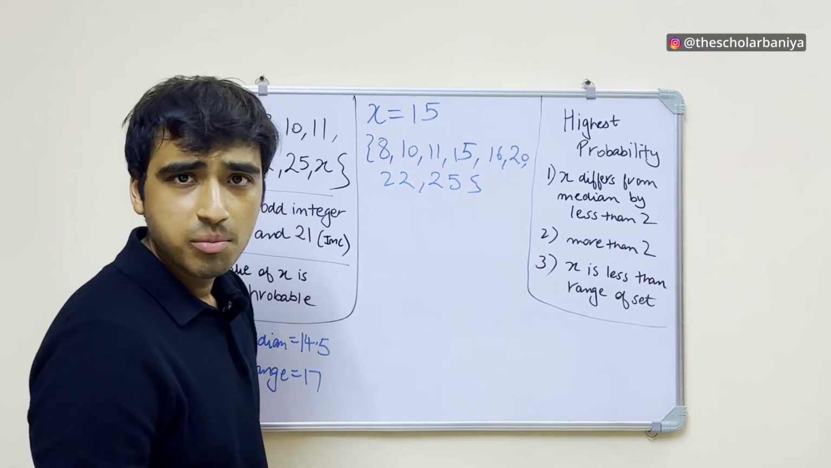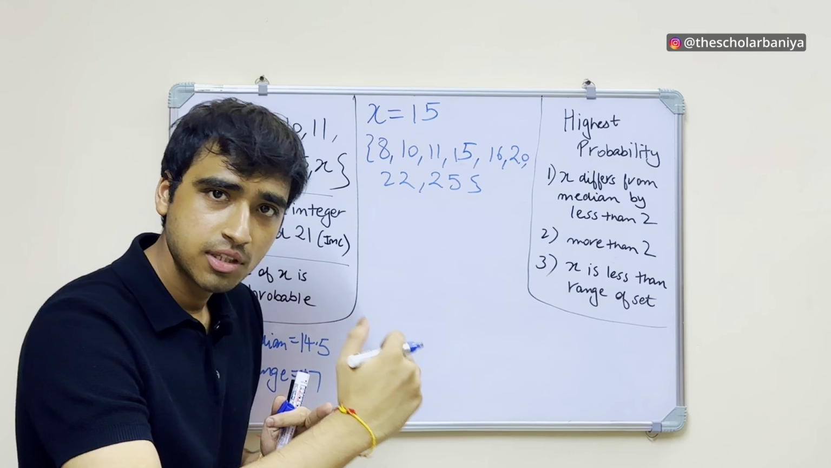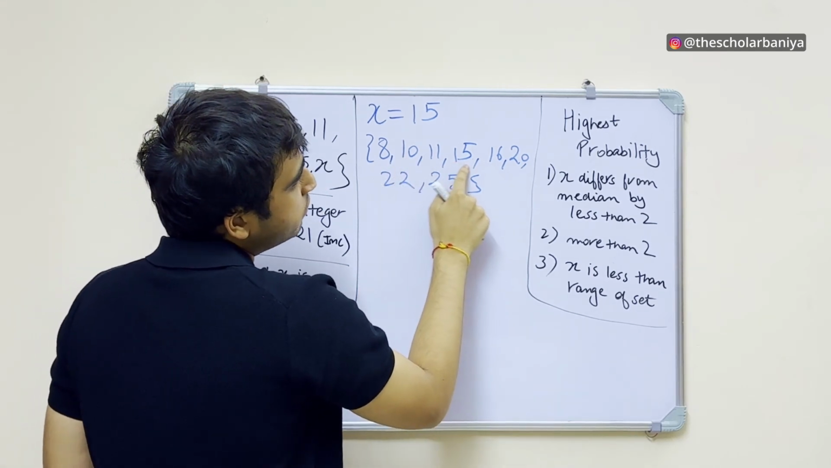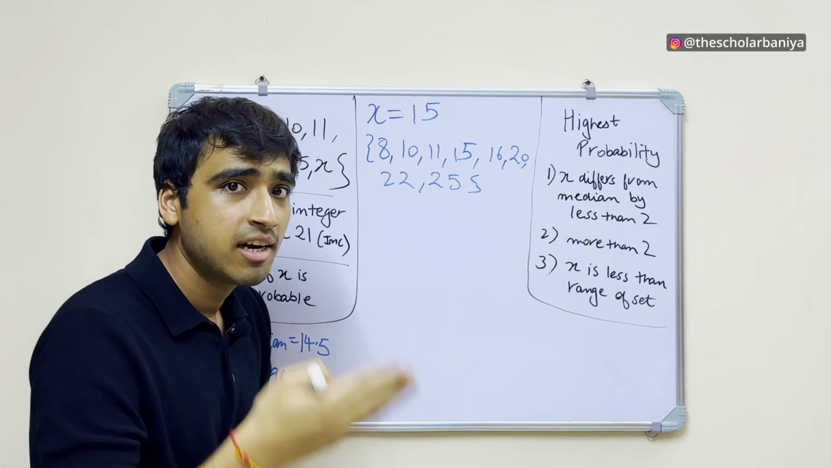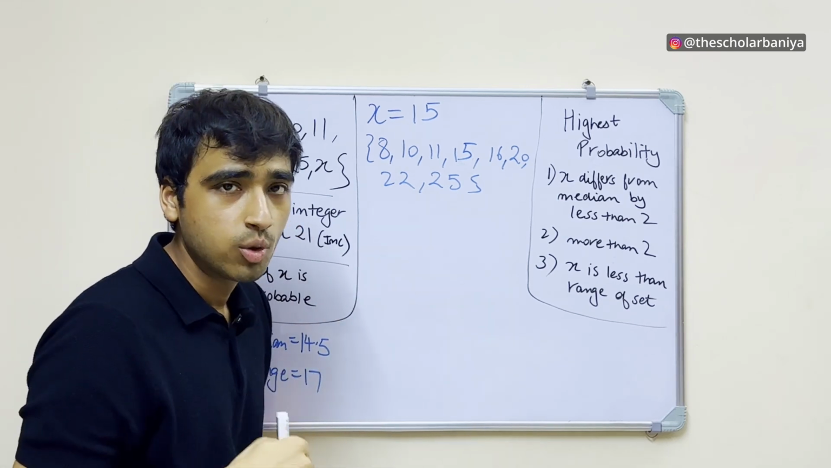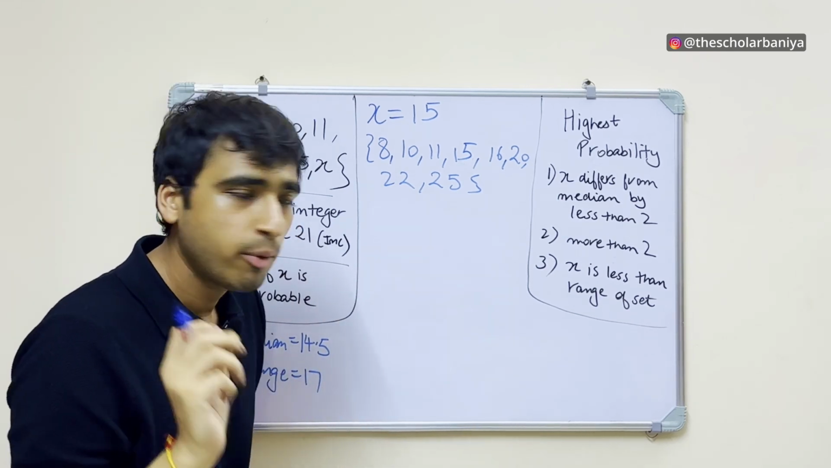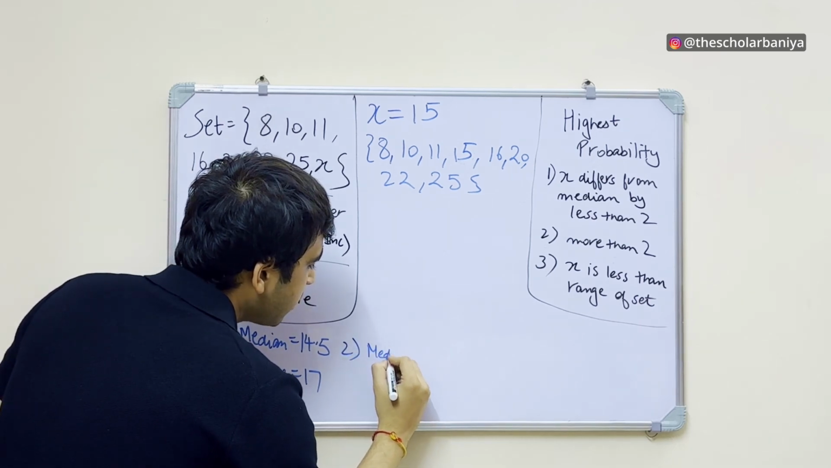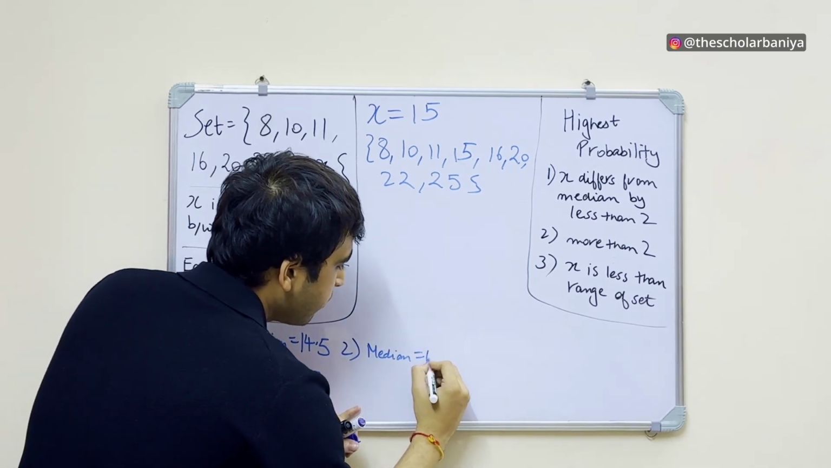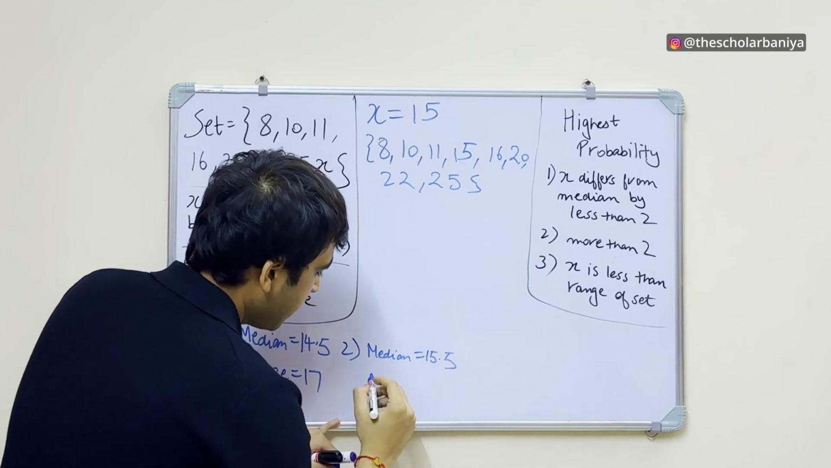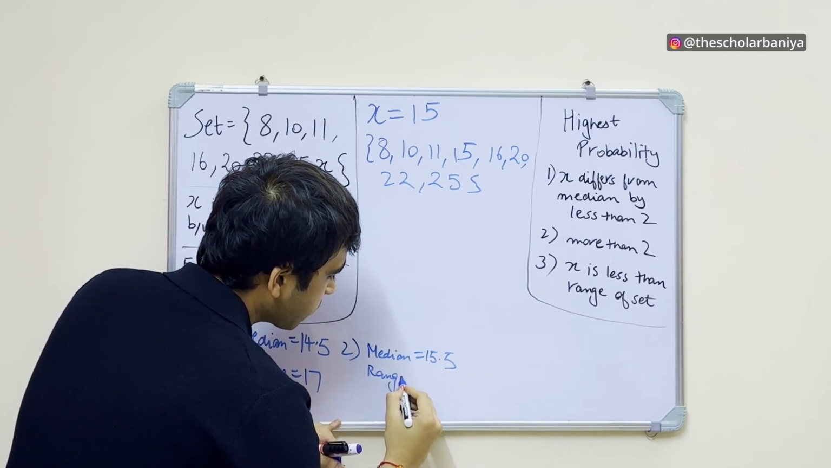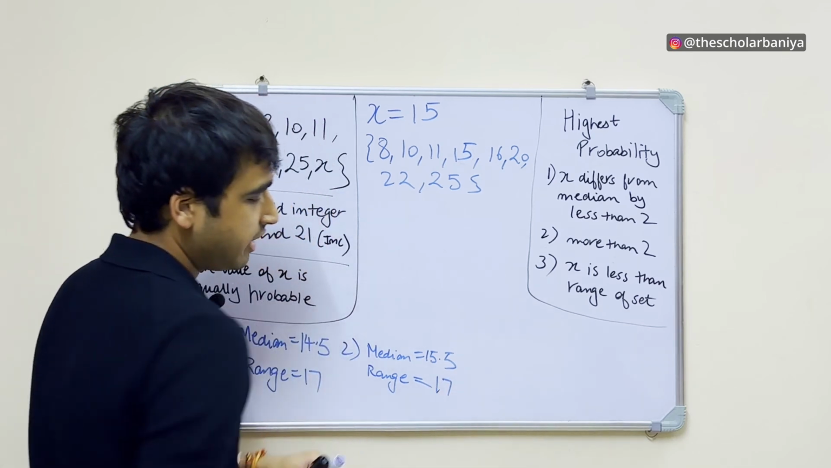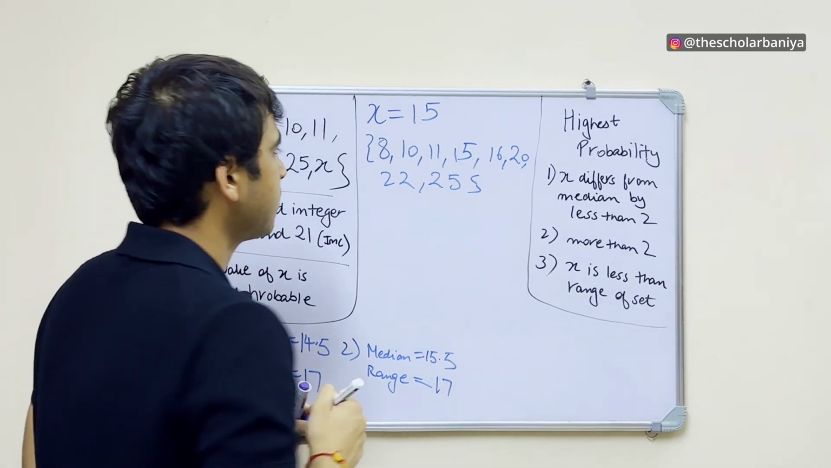In this case, what will be the median? The median will again be the fourth term plus the fifth term upon 2. So 1, 2, 3, 4: 15 plus 16 divided by 2, which is 31 upon 2, which is 15.5. So in the second case, the median is 15.5. And the range will be highest minus lowest, so 17. The range is still 17. I hope this is clear.